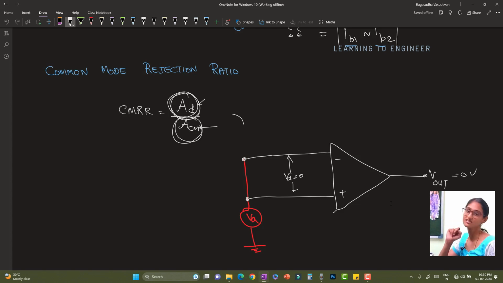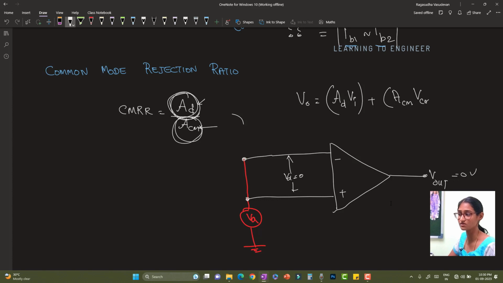But in practice, that's not the case. There is a common mode gain associated with it which will also contribute to the output of the op-amp. The output of the op-amp is actually the differential gain times the difference in the inputs, plus the common mode gain ACM times the common inputs. I am just writing it as BCM. This is the actual output equation of an op-amp.